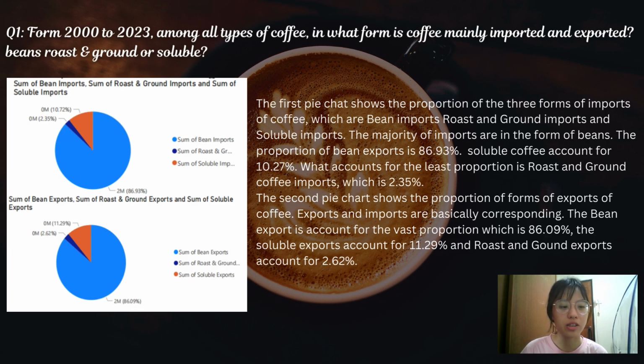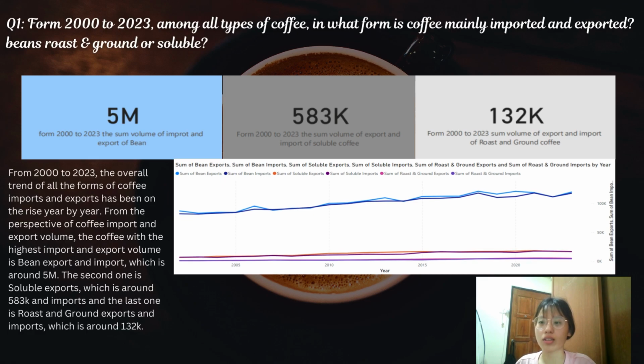The second pie chart shows the proportion of export of coffee. Import and export are basically corresponding. The bean export accounts for the vast proportion, which is 86.09%. The soluble coffee export accounts for 11.29%, and the roast and ground coffee export accounts for 2.62%. The card shows the sum value of import and export of bean, soluble coffee, and roast and ground coffee, respectively.